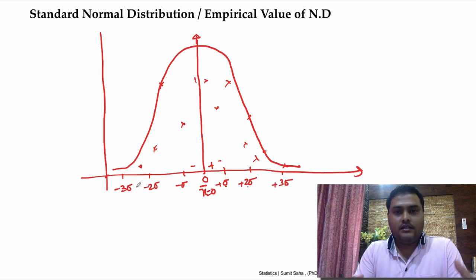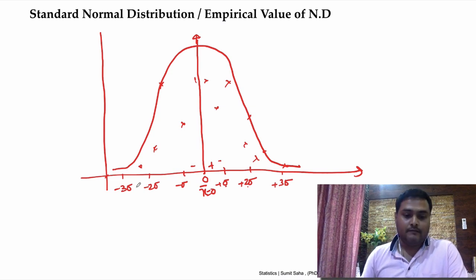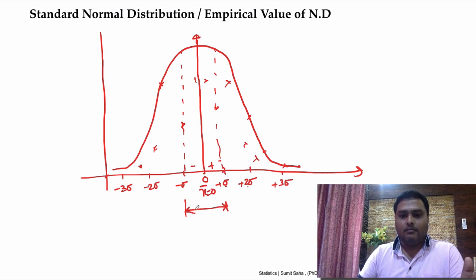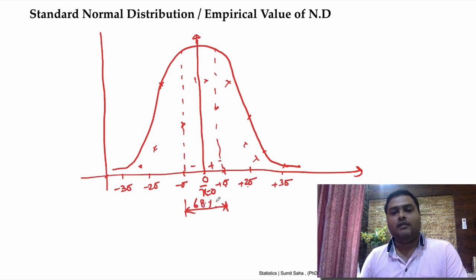Now you can ask me a question: sir, how is it possible? Is there any guarantee that all the data points will lie between minus 3 sigma and plus 3 sigma? A lot of research has happened, and as per that, we have seen that between minus 1 sigma and plus 1 sigma, about 68% of all your data points will lie.